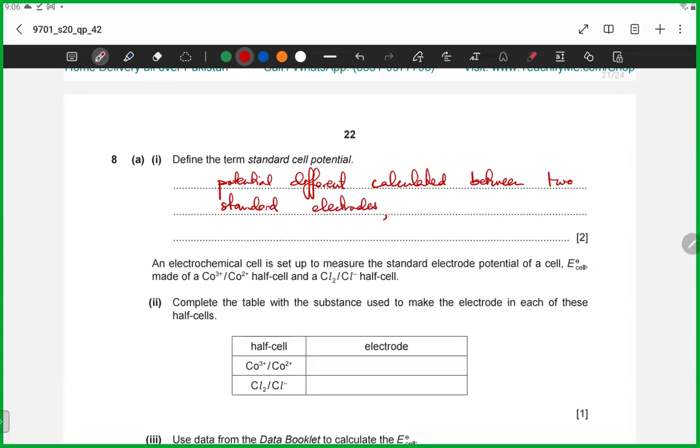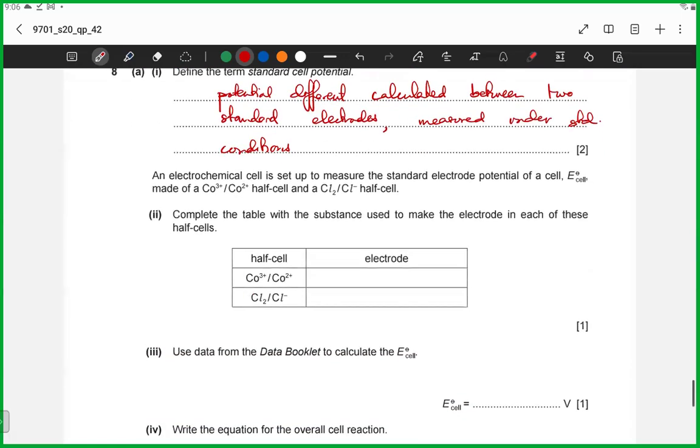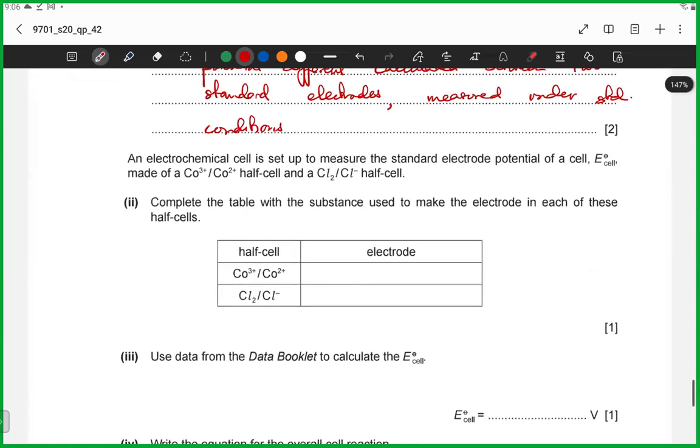Okay, and standard is measured under standard conditions. Okay, that's what a cell potential is. After that, in this one you probably need the data booklet as well. You're asked to complete a table with the substance used to make the electrode in each of these half cells.